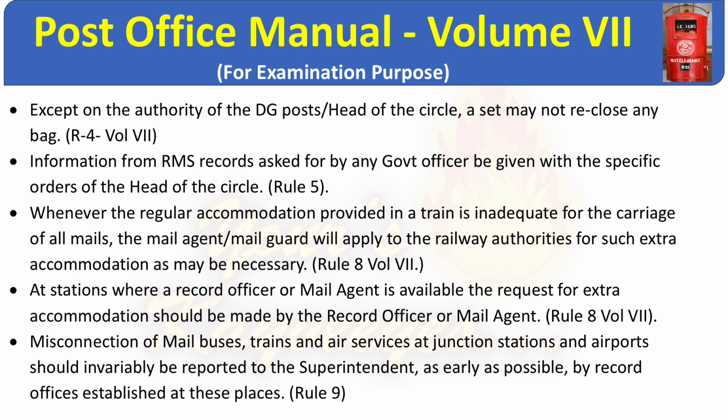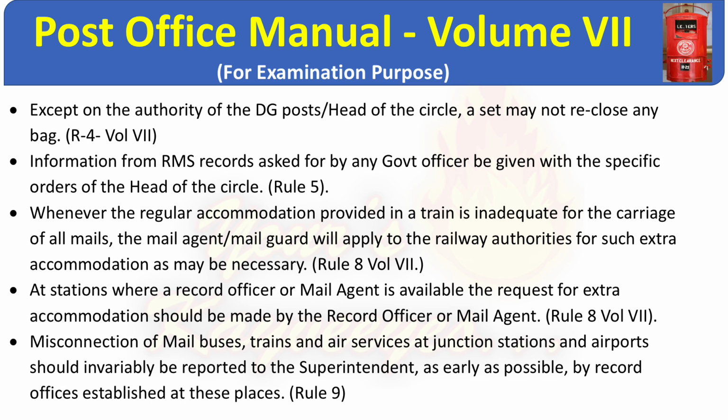Information from RMS records asked for by any government officer should be given with the specific orders of the head of the circle. Rule number 5. Whenever the regular accommodation provided in a train is inadequate for the carriage of all mails, the mail agent or mail guard will apply to the railway authorities for such extra accommodation as may be necessary.